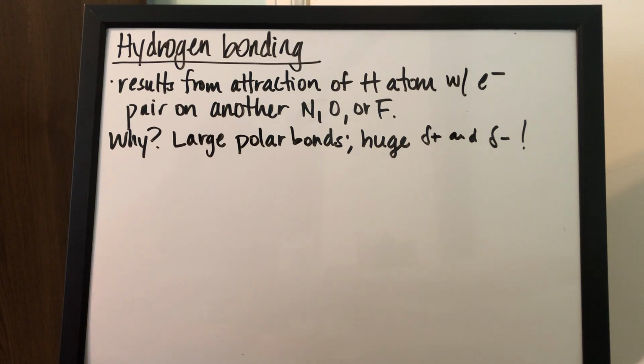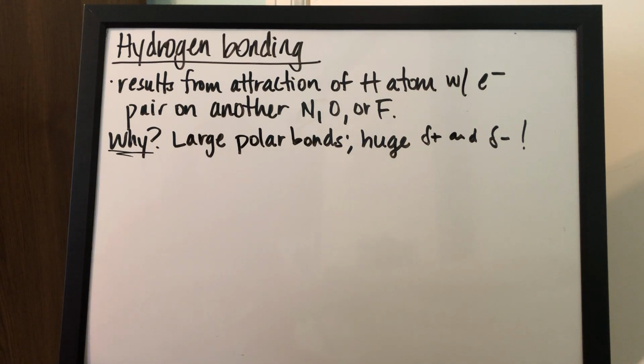So the true definition is it's the attraction, or it results from the attraction of a hydrogen atom with an electron pair or a lone pair on another nitrogen, oxygen, or fluorine, and it can only be those 3 atoms. So the question here is why, and that's because if you think about where H is on the table, it's all the way on the left, a pretty low electronegativity. And N, O, and F are 3 of the most electronegative atoms that we have.